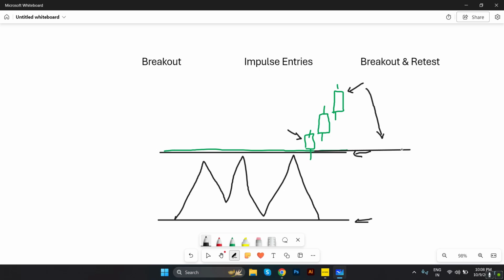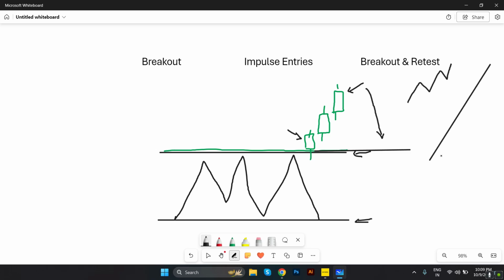This is how market moves. This is a basic, what you can call, cosmetic of the market. Whenever price goes up, it has to come down. Market moves like this. Market never moves like this, going up and up.